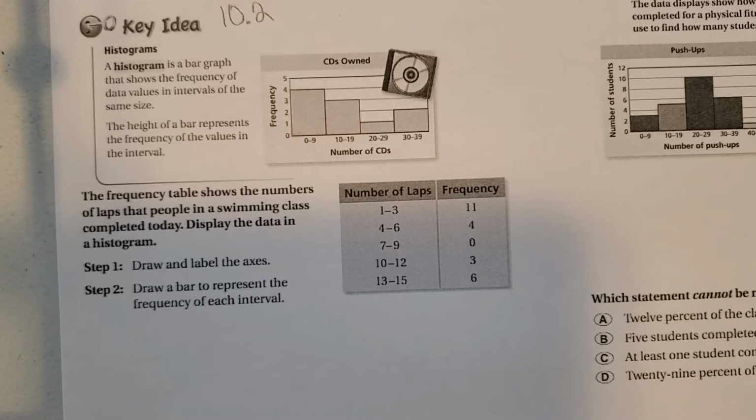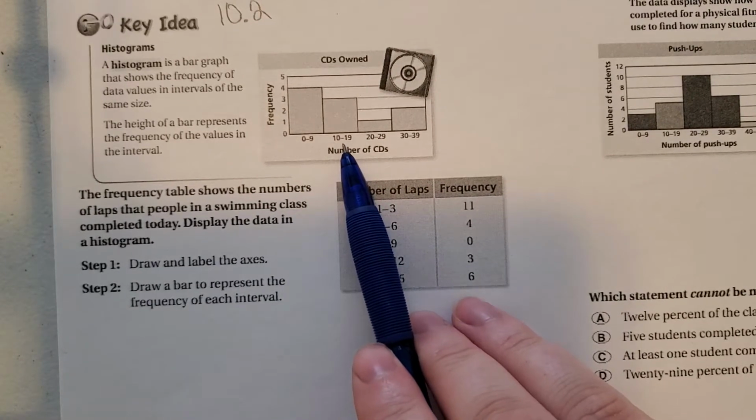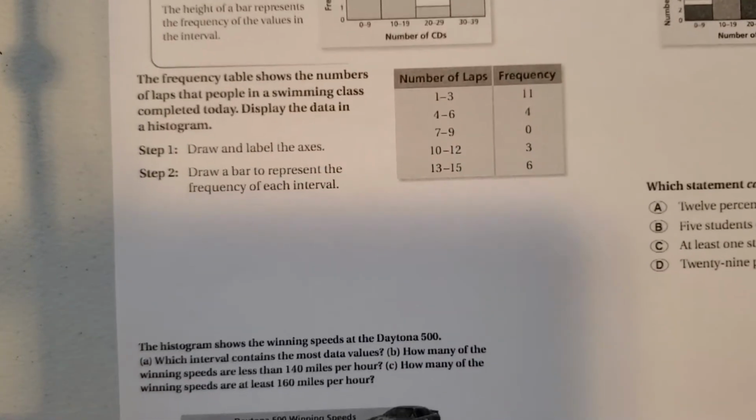You have to make sure that your intervals are equal, though. You can't say this is 0 through 9 and this is 10 through 100, because those intervals are very different. So let's try making one.